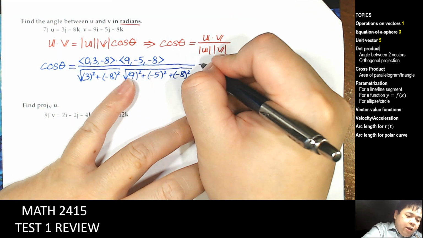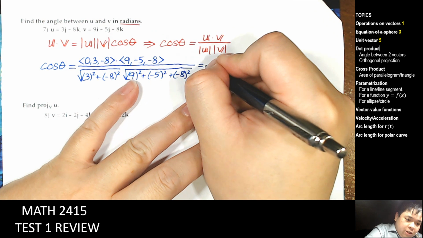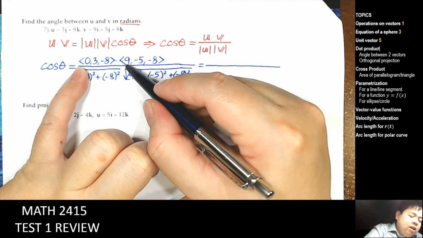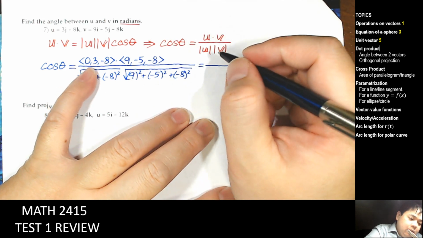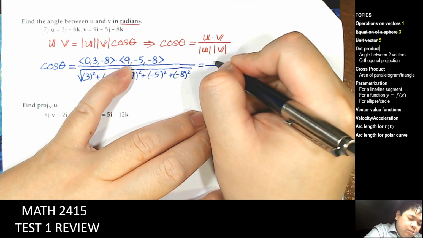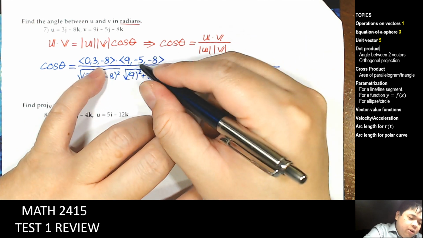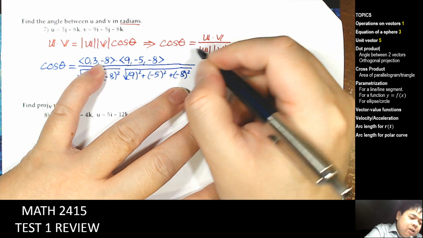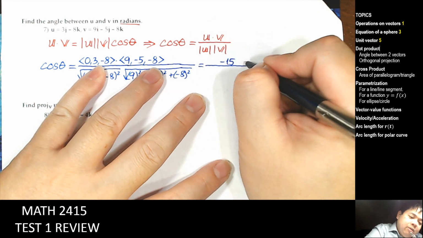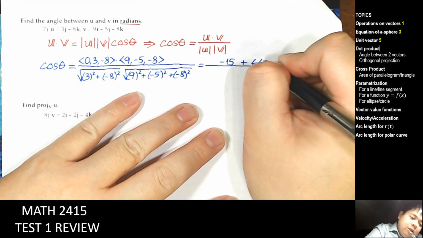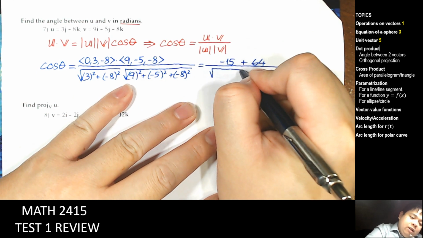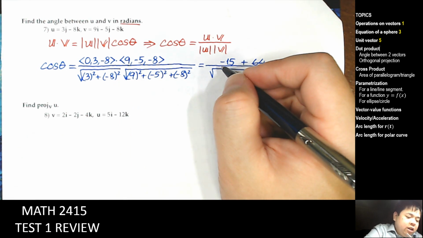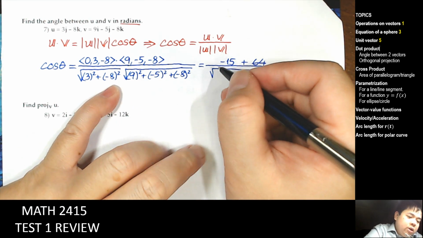Right. We do the dot product first. 0 times 9, that's 0. 3 times negative 5, so negative 15. And negative 8 times negative 8, that's 64. Right, at the bottom, 3 square and 8 square. 3 square is 9. 64.